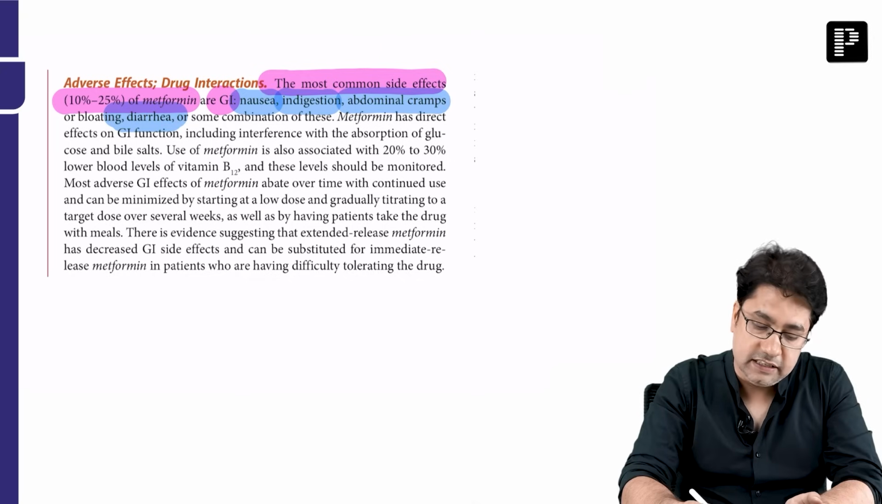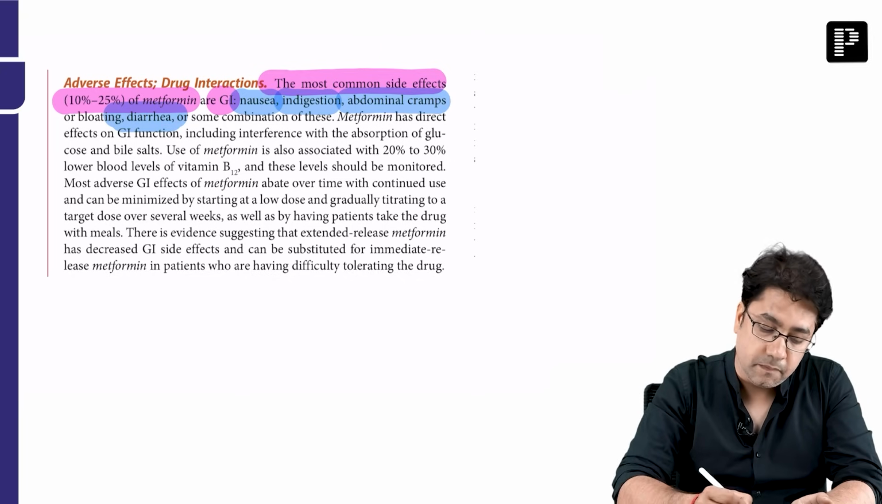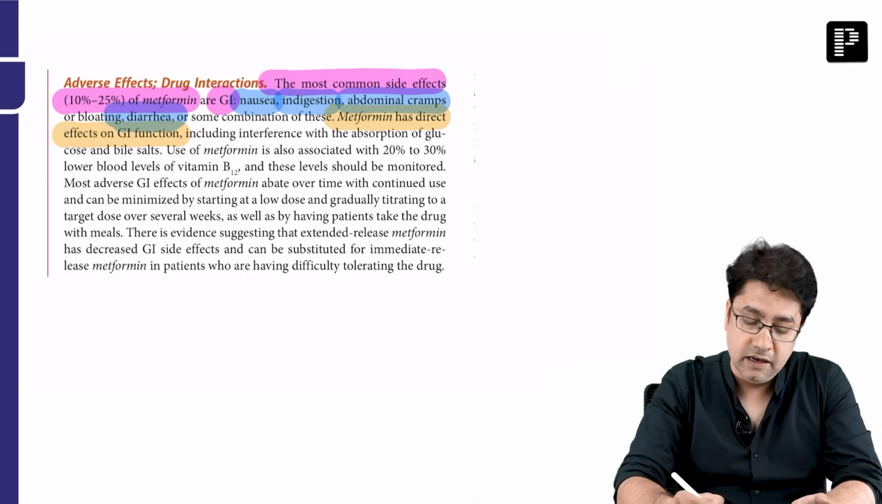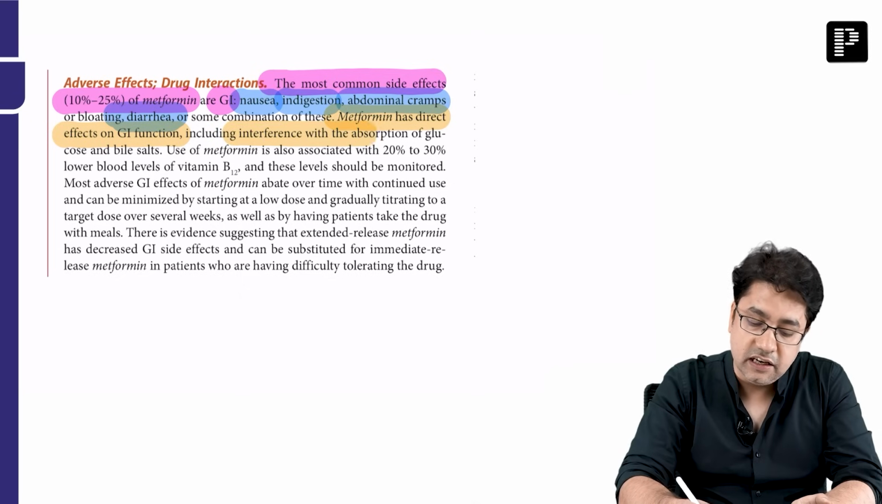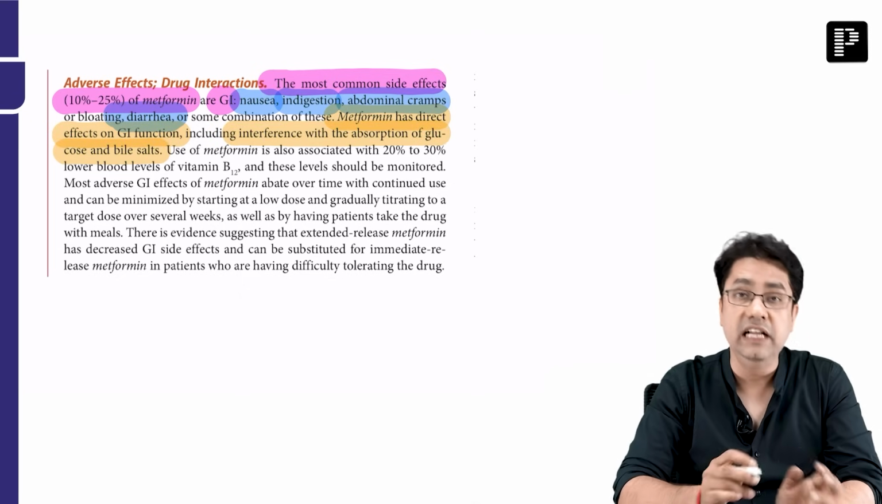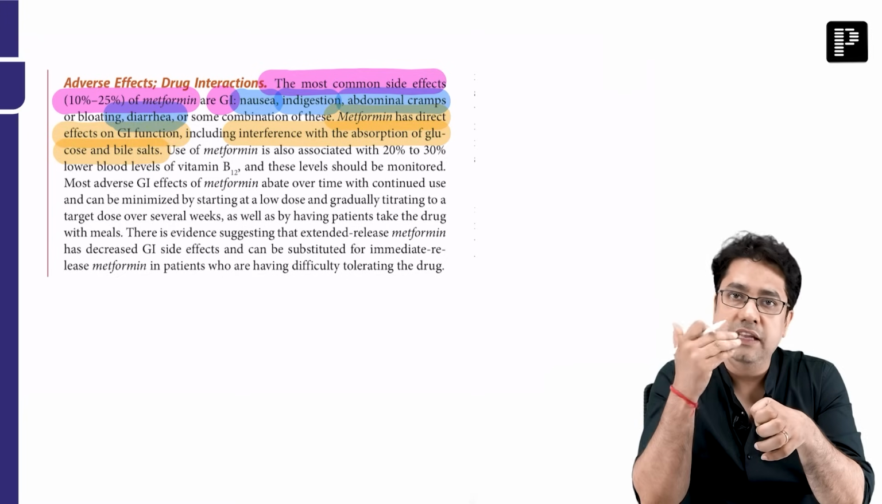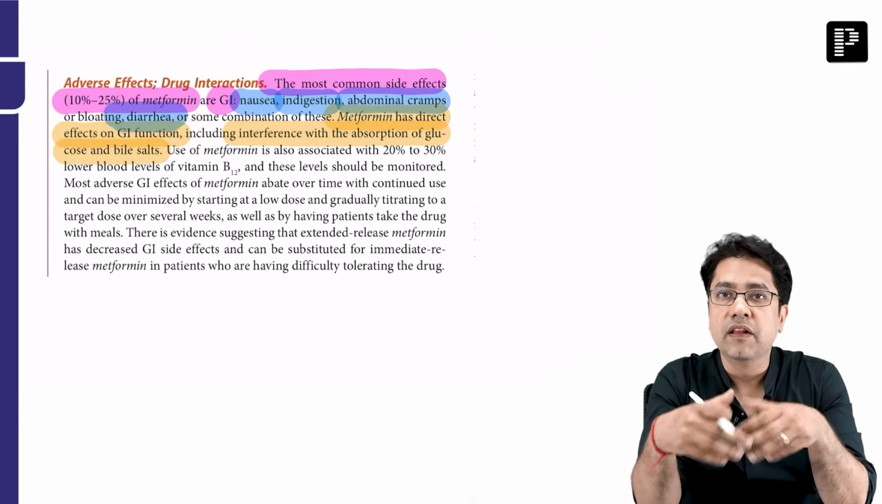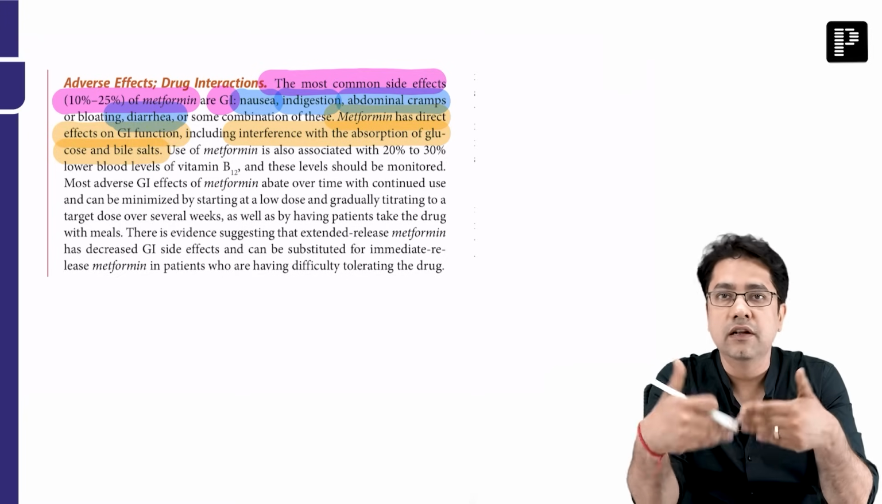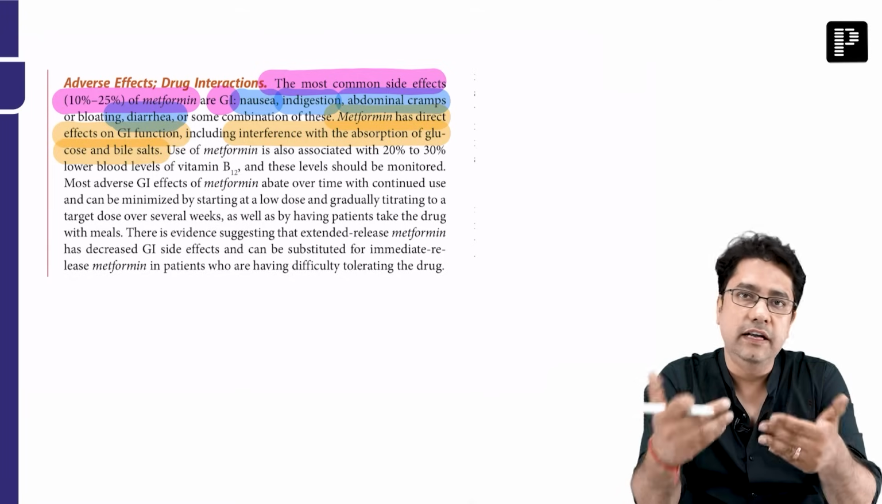Now, why does it cause diarrhea? The reason mentioned is that metformin has a direct effect on GI function because it interferes with the absorption of glucose and bile salts. So if these bile salts are not getting absorbed, they are excreted in feces, which leads to malabsorption. Malabsorption leads to diarrhea.